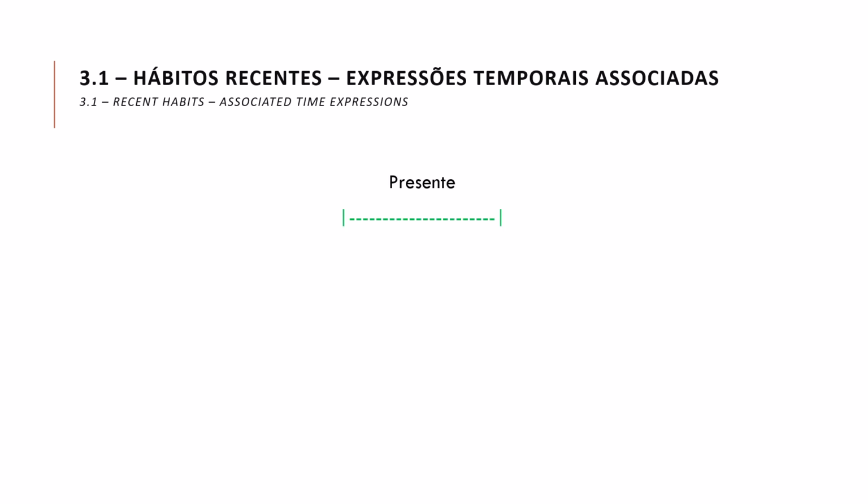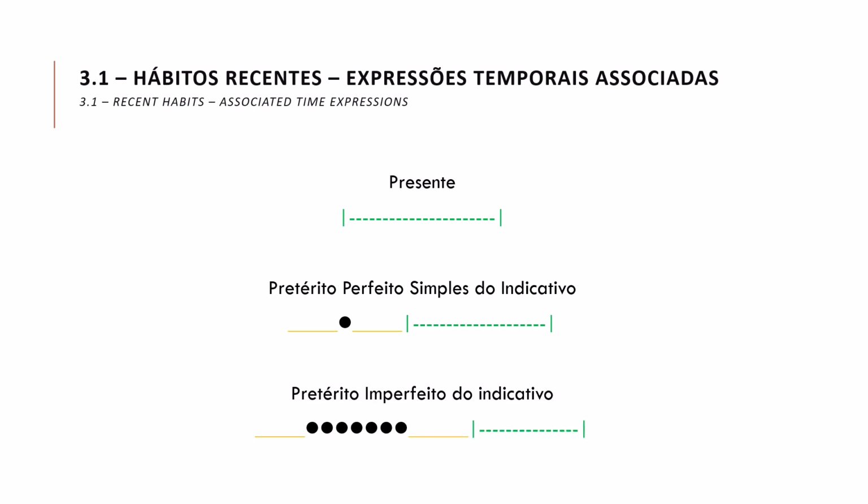First, the present. Second, we have pretérito perfeito simples do indicativo, the first past tense that we talk about, and that is used for a one-time action in the past. And finally, the tense that we just discussed in the previous module, pretérito imperfeito do indicativo, that among other uses is used to talk about duration and also frequency in the past.